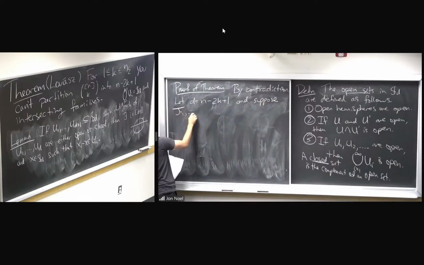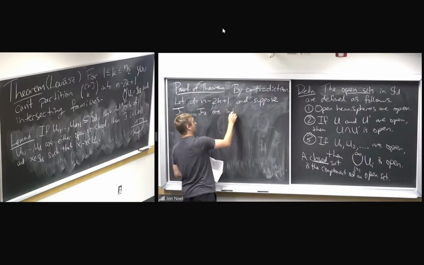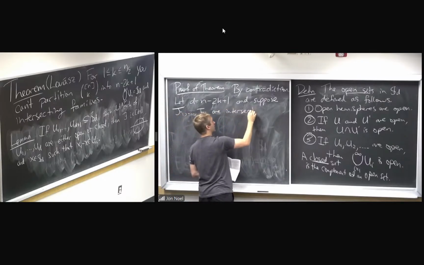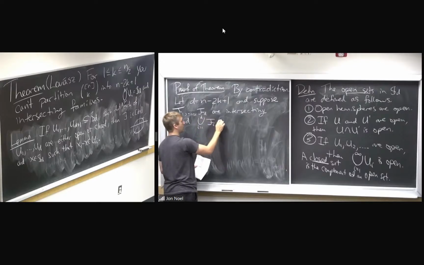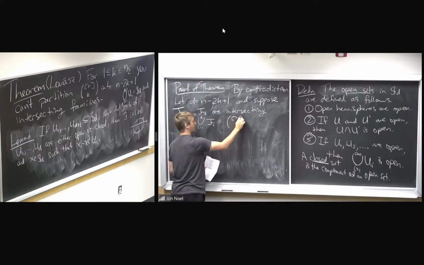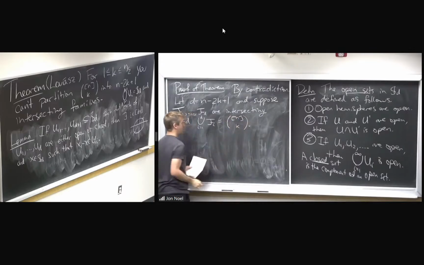F1 up to Fd are intersecting and they union to the entire n choose k. Okay, and we want to get a contradiction.